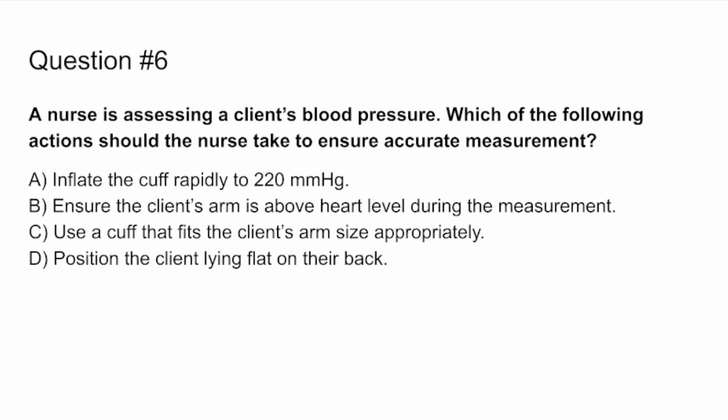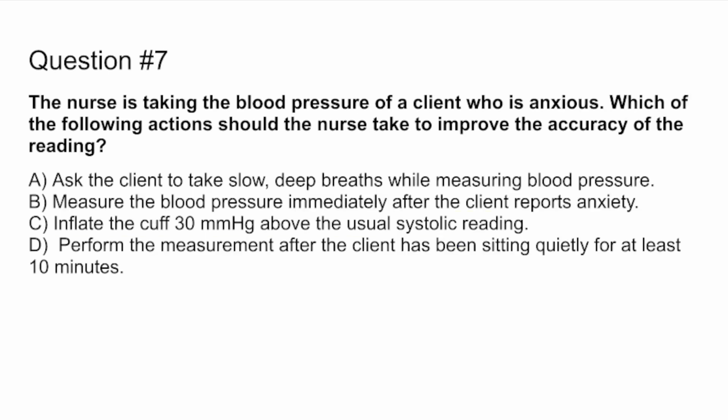So here we need to know the actual steps of how to take blood pressure. If you know this, then you already know that C is the answer. Use a cuff that fits the client's arm size properly. We don't want to inflate the cuff too much. That could give us an inaccurate reading. We don't want to raise the client's arm above heart level because that could give us an incorrect reading. And we certainly don't want them lying flat on their back. Usually we want them sitting up with their legs uncrossed. So make sure you guys go over how to take blood pressure and what you want to be mindful of.